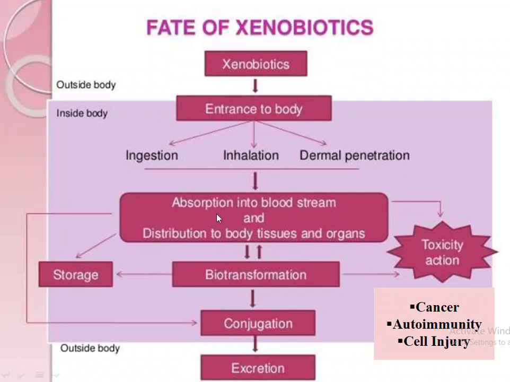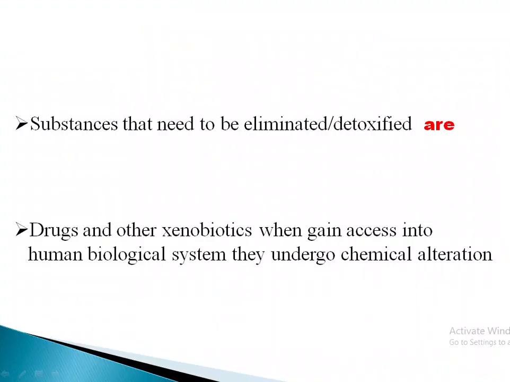It is also possible that it can undergo conjugation directly without undergoing biotransformation and be excreted from the body. It is also possible that a xenobiotic can undergo biotransformation followed by conjugation followed by excretion. But if it is not excreted or it persists in the body, then it produces toxicity. Toxicity can be expressed as cancer, autoimmunity, or cell injury. So all the molecules or substances that need to be eliminated or detoxified are collectively called xenobiotics.